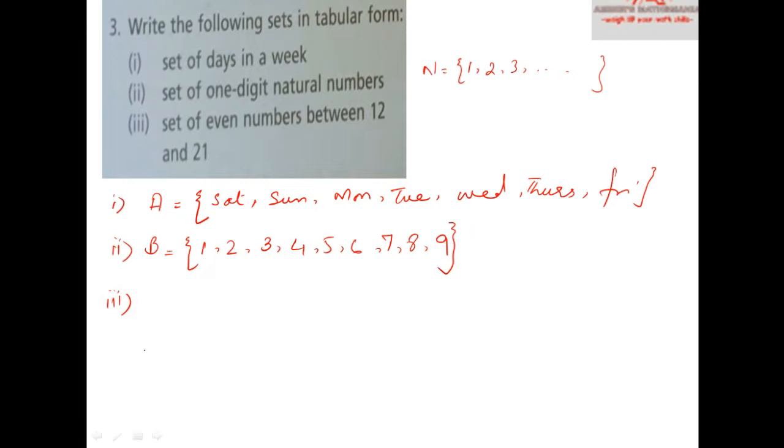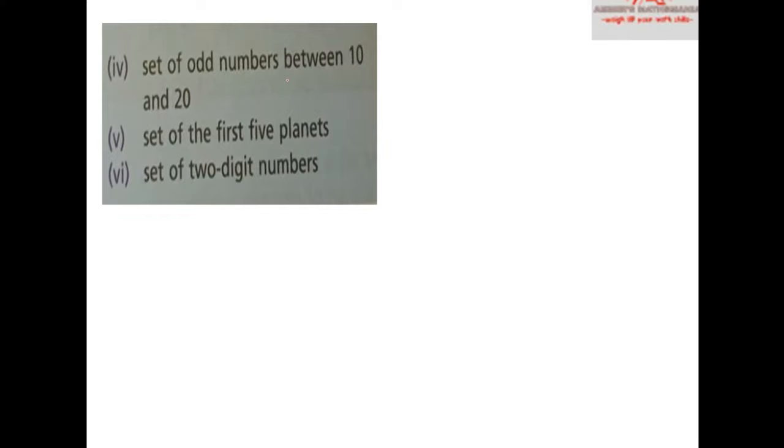Third one is set of even numbers between 12 and 21. So we have to write down even numbers between 12 and 21. So C is equal to, where there is the word between, so the end numbers are not included. After 12 there is 14, 16, 18 and 20. Fine. Now let's do the fourth part, that is set of odd numbers between 10 and 20. D is equal to, between, so after 10 there will be 11, 13, 15, 17 and 19.